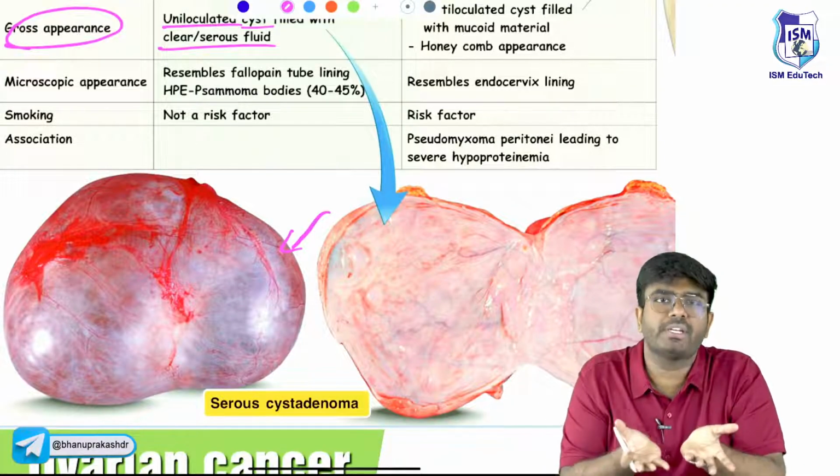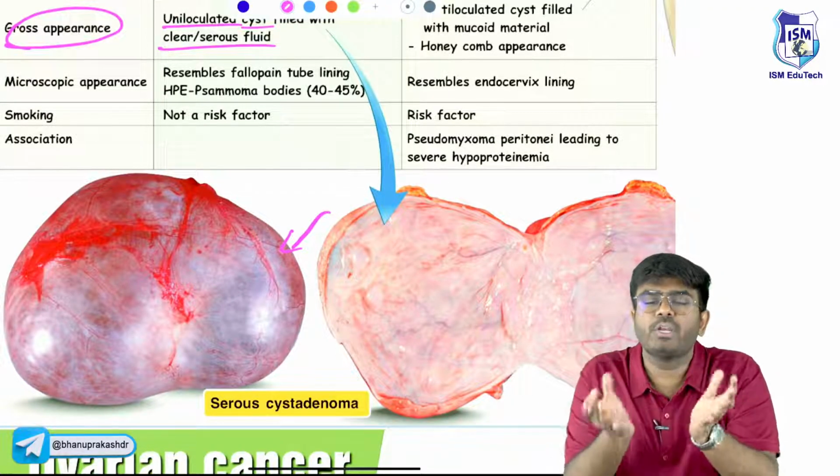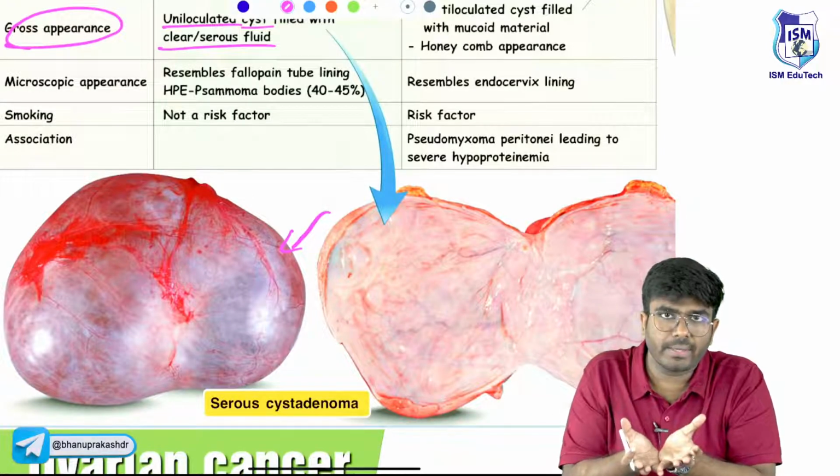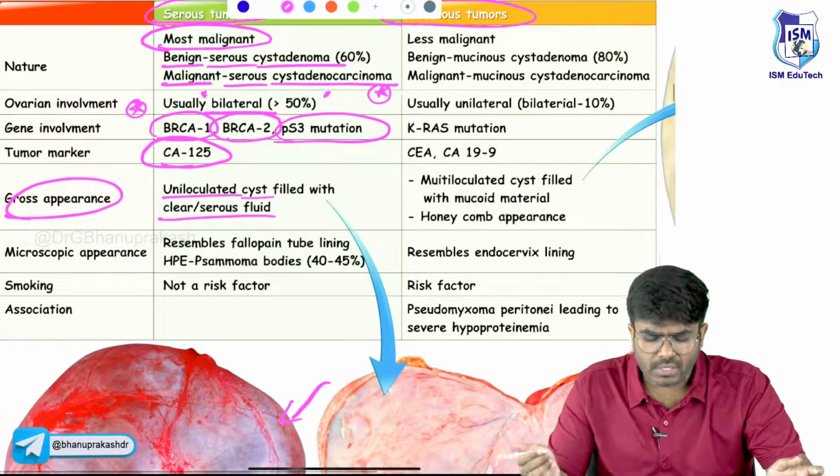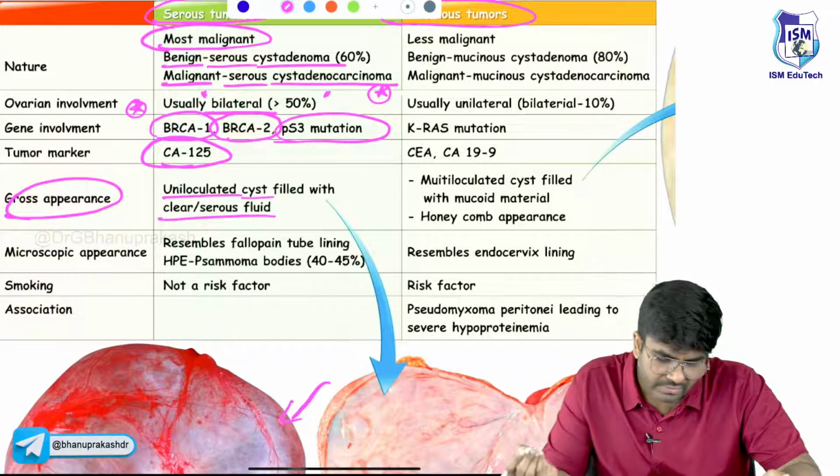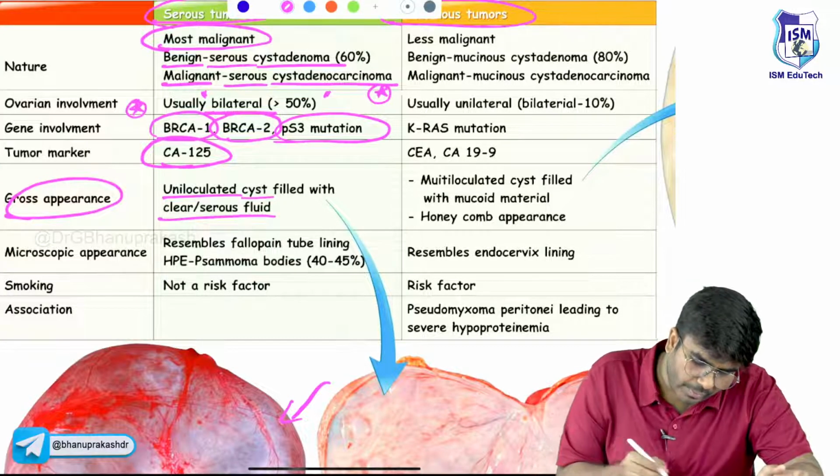Okay, it's uniloculated, not multiloculated. Just a uniloculated, one single cyst. So the gross appearance is going to be a uniloculated cyst filled with serous fluid. Microscopic appearance, what will you see?